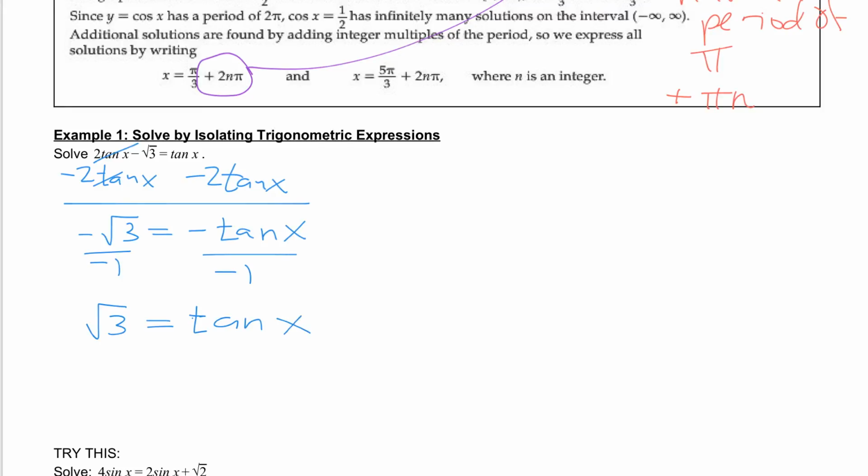And then what I need to do is figure out when the tangent of x is equal to the square root of 3. So what we're doing really is taking the inverse of each side. I'm taking the tan inverse of the square root of 3, and I'm taking the tan inverse of the tangent of x.